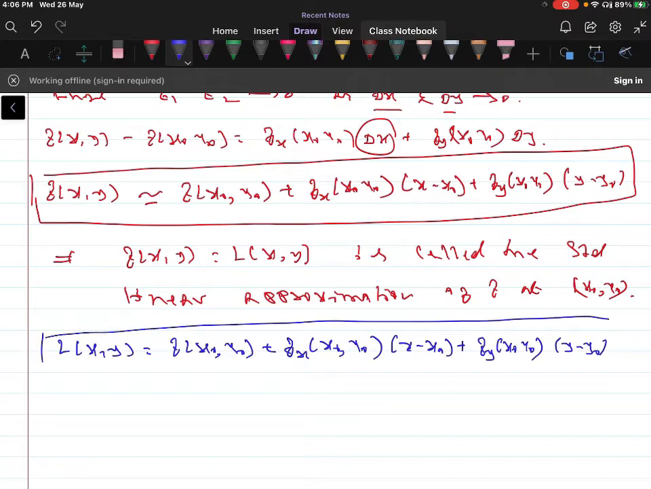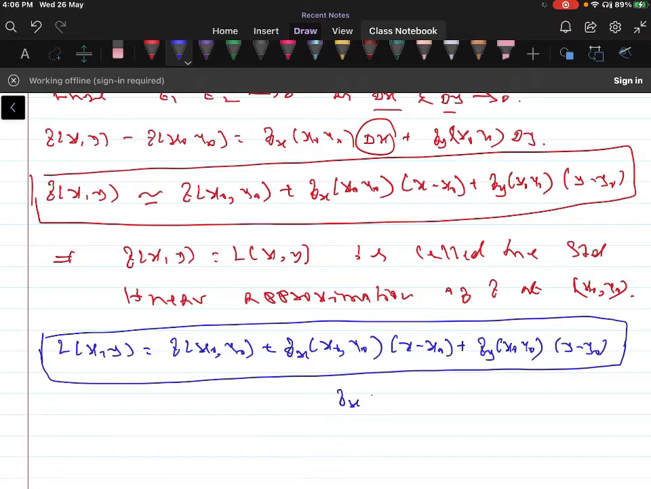So this is the linear approximation to the function f at the point x naught comma y naught, where fx is equal to dou f by dou x and fy is equal to dou f by dou y, the partial derivatives of f with respect to x and with respect to y.